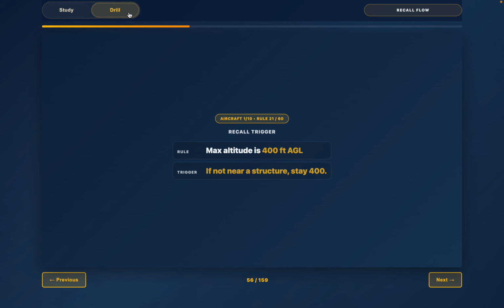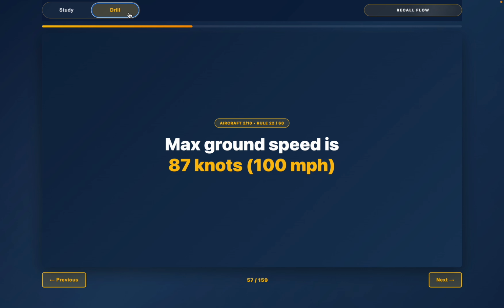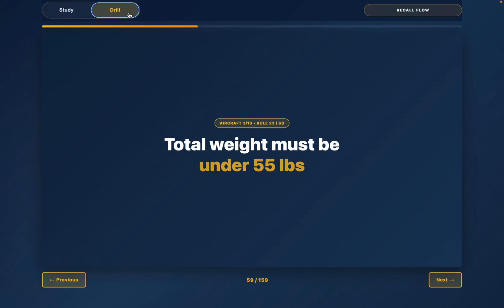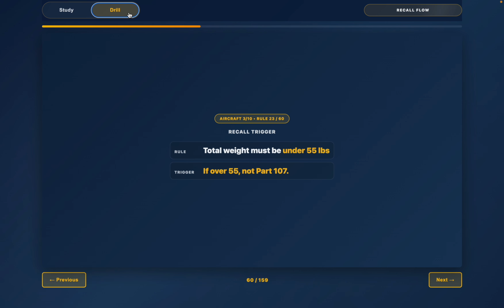All right, drill mode. Rule 22. The faster you go, the less reaction time you have, so the FAA puts limits on that. Trigger phrase: if speeding, slow to 100. Remember, 100 miles per hour, 87 knots. Rule 23. Weight changes everything. Inertia, impact, certification category. That's physics, and that's also the Part 107 rules for their thresholds. Trigger phrase: if over 55, not Part 107.